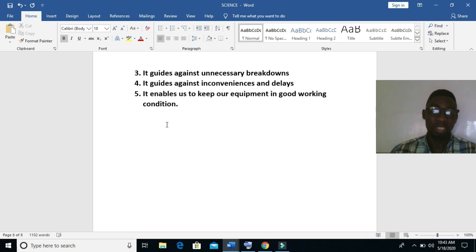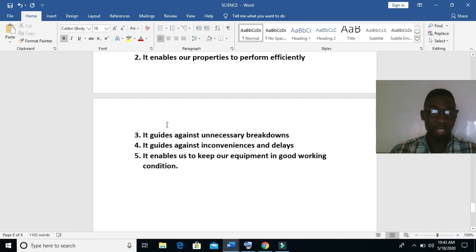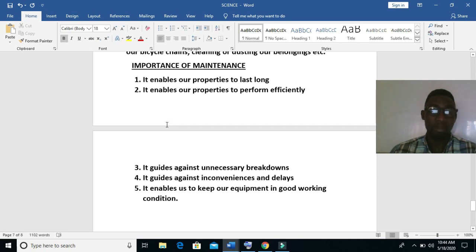We mentioned that in our definition. When our equipment are maintained, they remain in good working condition. They can work efficiently and effectively. So these are the importance of maintenance.